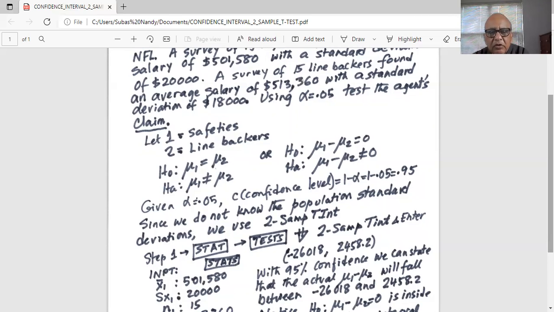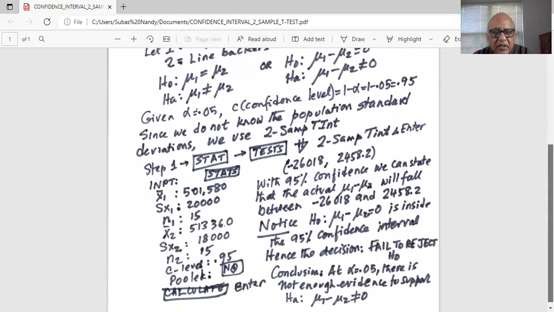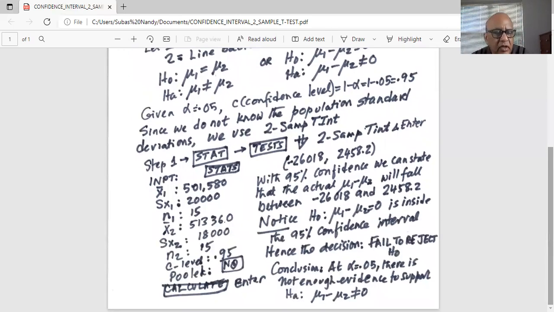So our input should be Stats. The x1 bar is 501,580. Sx1 is 20,000. n1 is 15. x2 bar is 513,360. Sx2 is 18,000. n2 is 15.